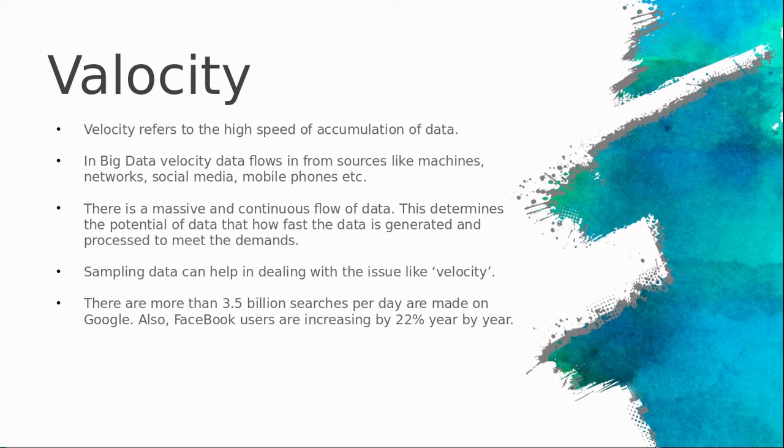Sampling data can help in dealing with issues like velocity. There are more than 3.5 billion searches per day made on Google. Also, Facebook users are increasing by 22% year by year.